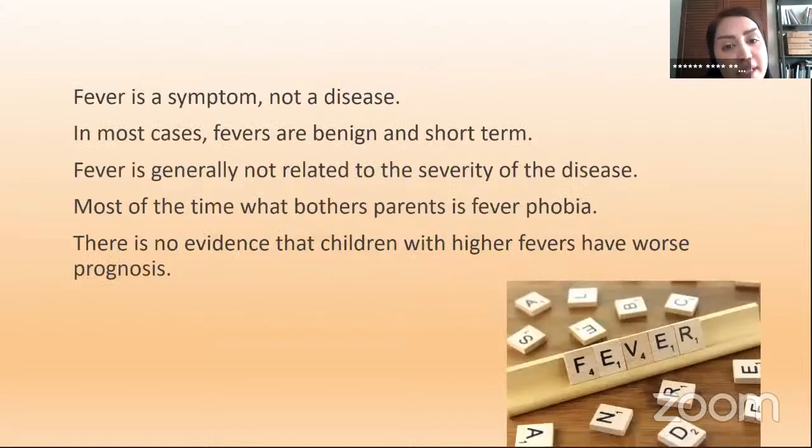Okay, so fever is a symptom, as you know, not a disease. In most cases, fevers are benign and short-term, nothing very important, and it's generally not related to the severity of the disease. And most of the time, what bothers parents is fever phobia. There is no evidence that children with higher fevers have a worse prognosis. So you should keep all of this in mind when you are practicing and visiting a patient with fever. Actually, many parents have a phobia of fever, so you should calm them down and talk to them.